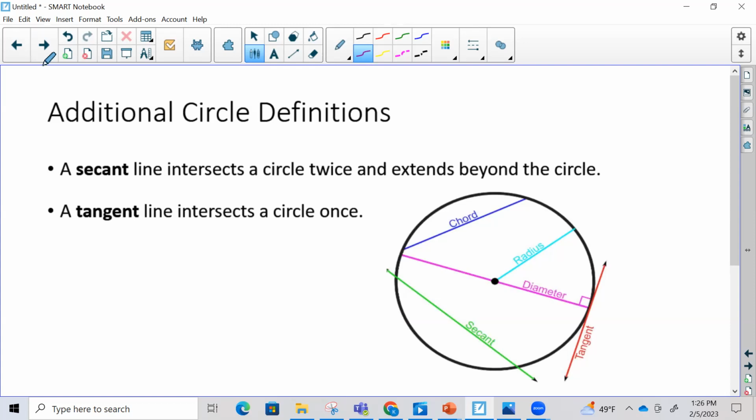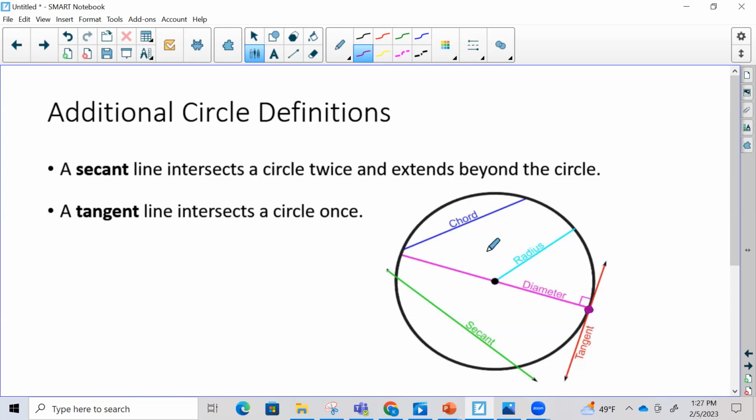Okay. So a few additional definitions, because there'll be a few on the homework asking about this. A secant line intersects the circle twice, but extends beyond the circle. So this green line is a secant line. It just keeps going because it's a line and not a line segment. And then a tangent line intersects the circle once. So this line here is a tangent line, this red line, it intersects the circle just one time at this point.